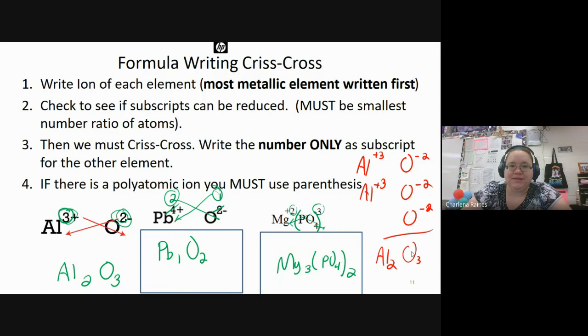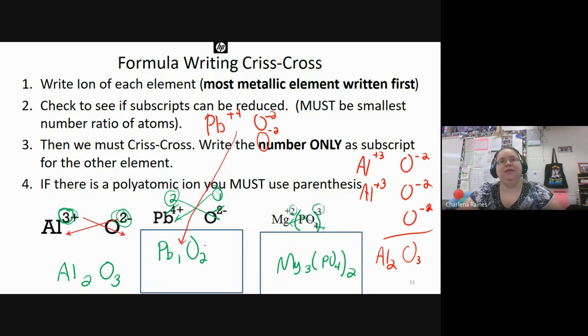Now, swap and drop isn't the only method. It is the easiest and the quickest, but you do have to remember to check to see if your charges can reduce. So Pb4 and O -2. They've got to equal 0. Well, I can add another oxygen. Now they equal 0. I've got a +4, -4. This is how come we ended up with a chemical formula of Pb1O2. It takes 1 lead to balance out 2 oxygens.